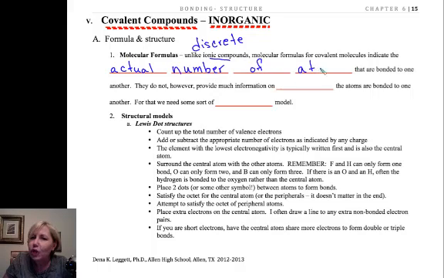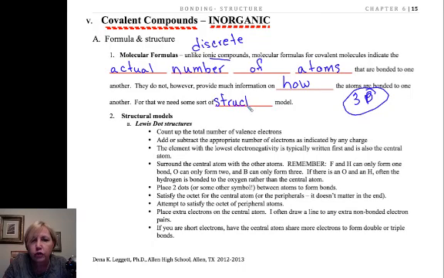Now, what they don't tell us, that's valuable, that's what we would use in a balanced equation, but what they don't tell us is how the atoms are bonded. What do they look like in the 3D world? What's their structure? So we want to build into some sort of structural model. And to help us with that, we have our Lewis dot structures.